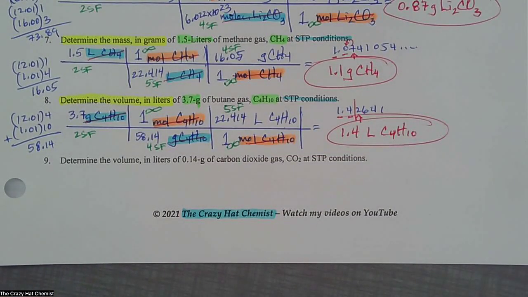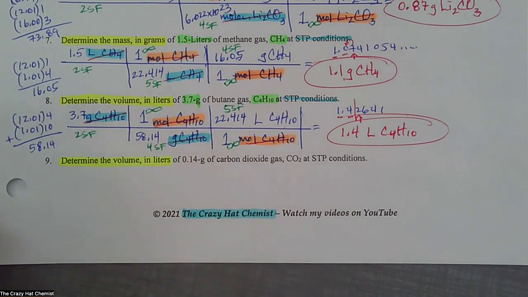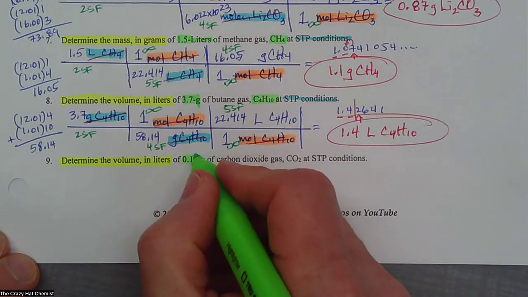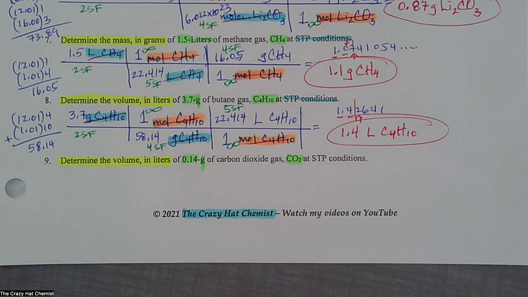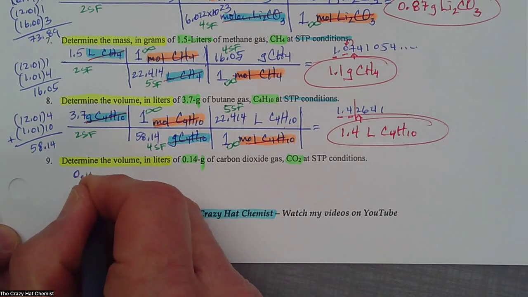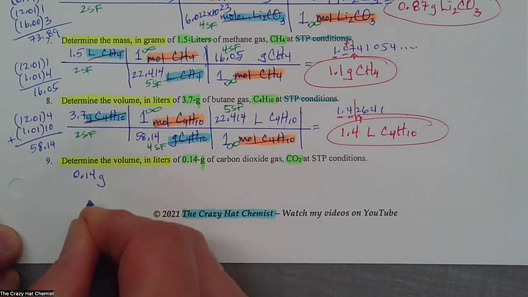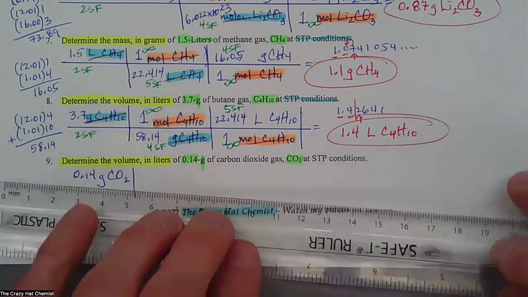Awesome. You guys are doing a fantastic job. We have one more problem to do, and I know we can do it. It says determine the volume in liters. And what do we have? We have 0.14, and then we have grams, and we have carbon dioxide, and it is at STP. That's right. Okay, we're going to keep on going here, folks, even with a phone call. So what's the number? 0.14. What are the units? Grams. The formula, CO2. Vertical stop and a horizontal line.